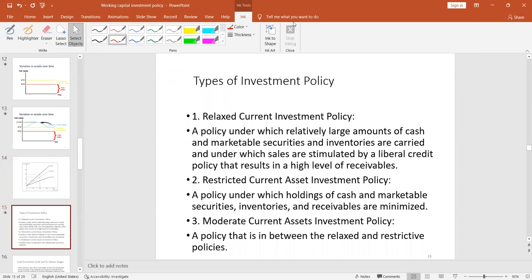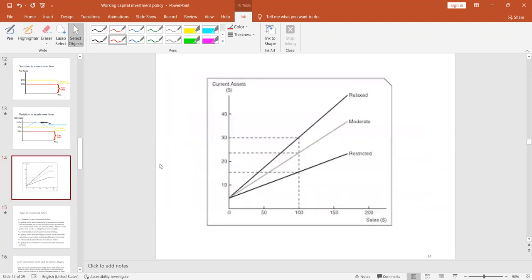Sir, I have a question. Yes, of course you can. So, sir, considering the risk, so relaxed current investment policy is the less risky and restricted is the high risky one. Yes, absolutely, Runa. Absolutely right. That is the way where you should think, and all students should think. Relaxed means you are not taking that much risk. Restricted means you are taking risk. Moderate means in between.